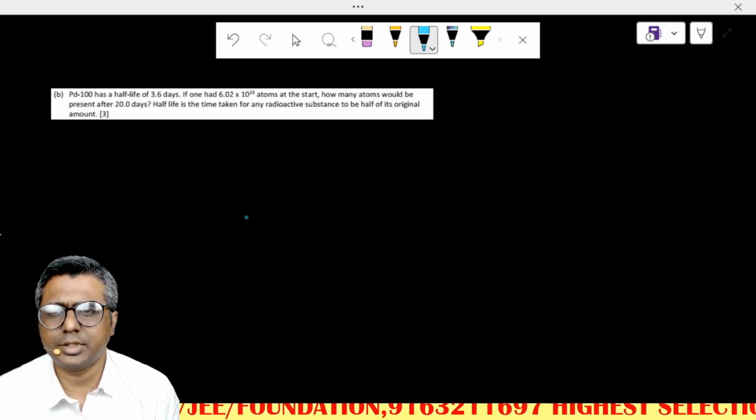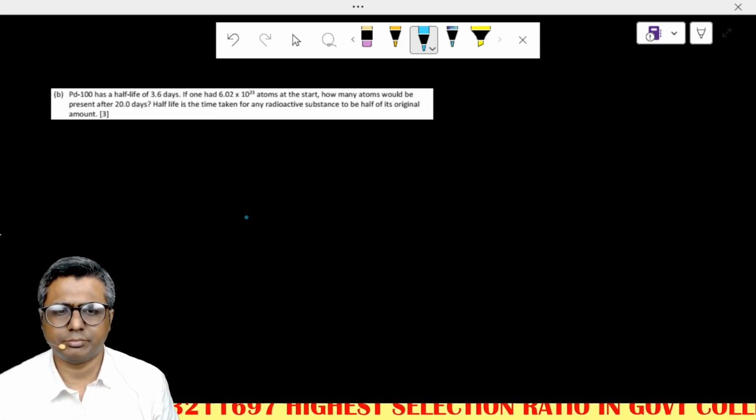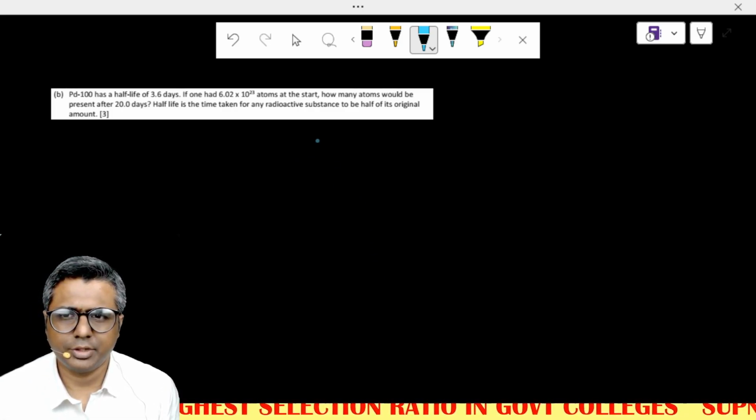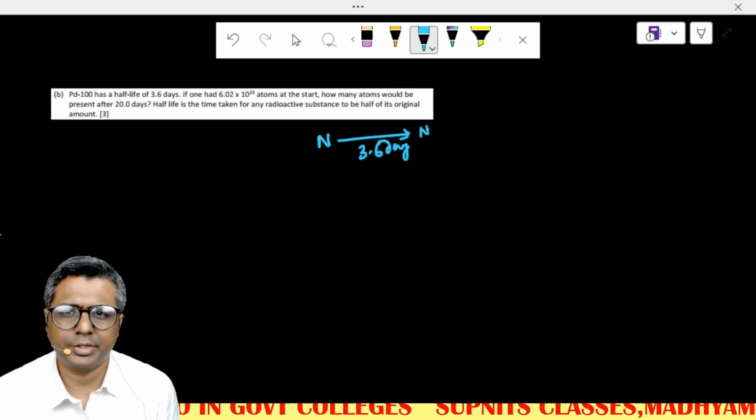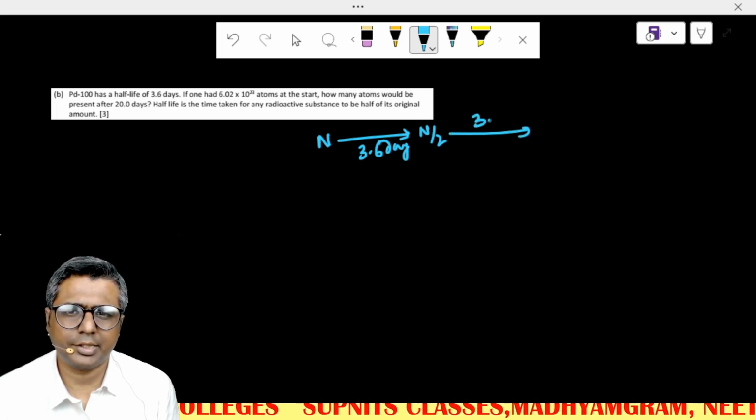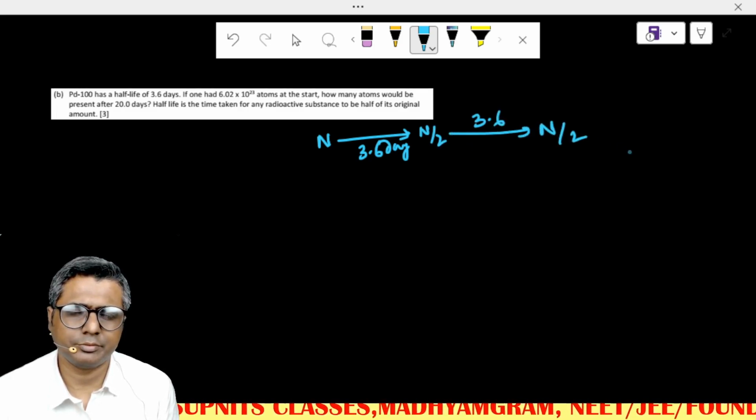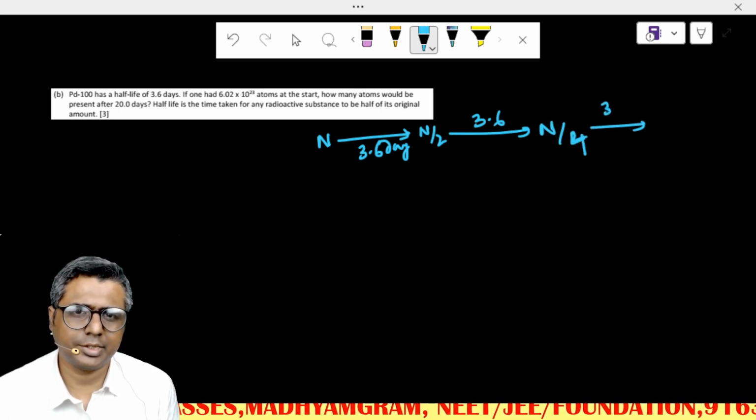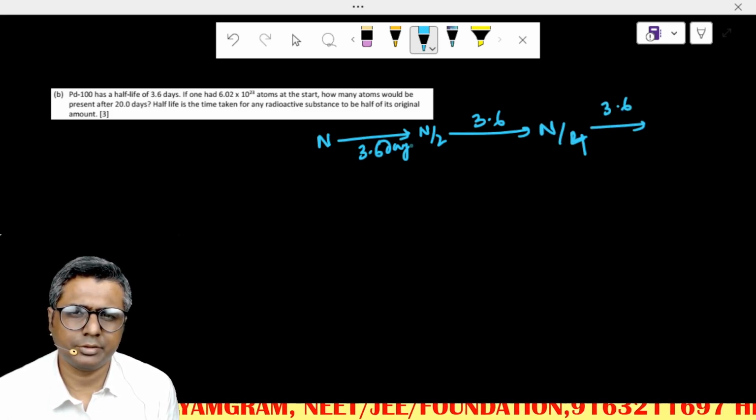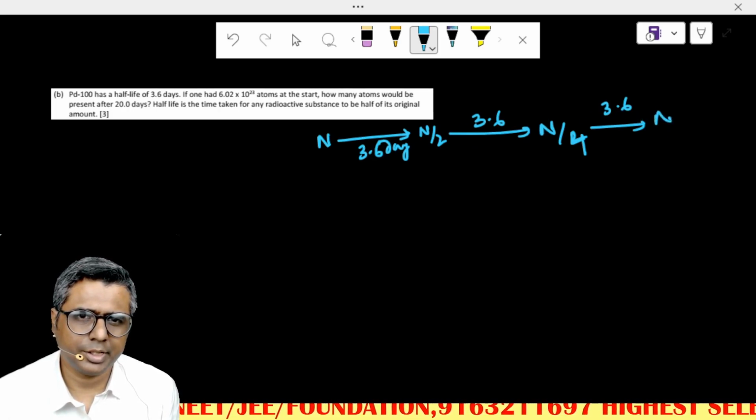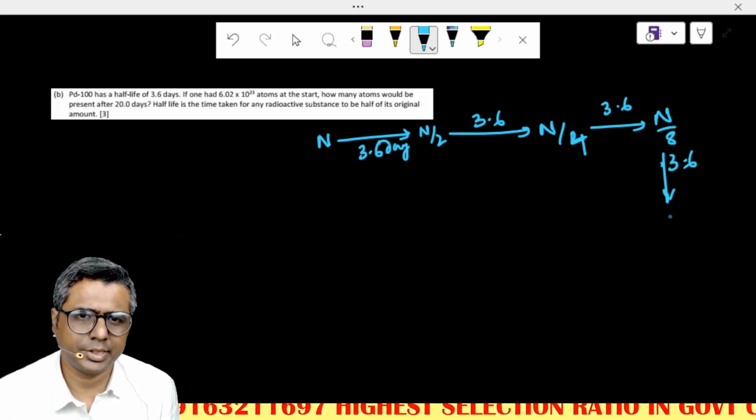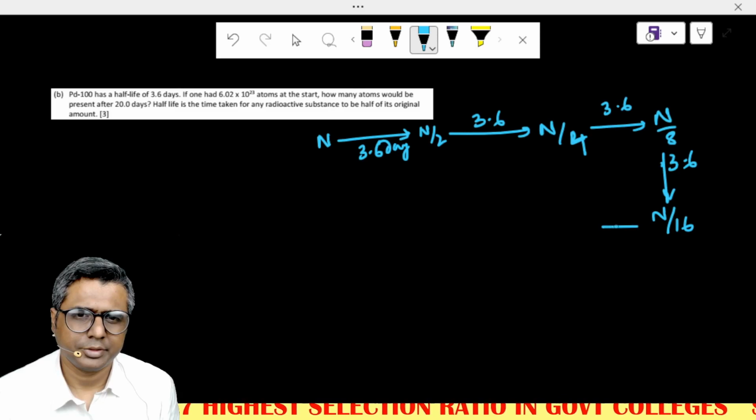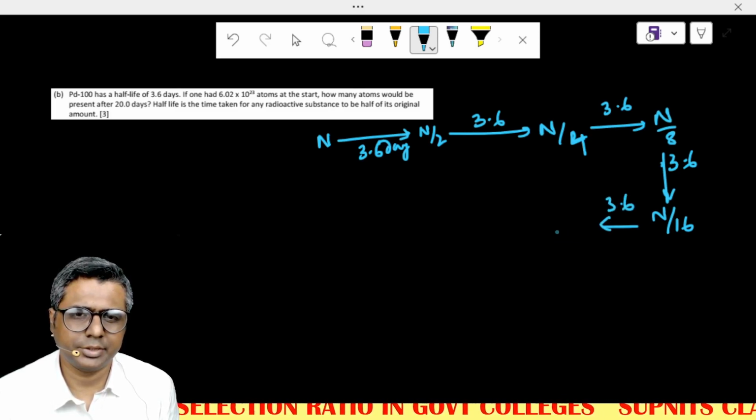So if there are 6 into 10 to the power 23 atoms, how many atoms would be present after 20 days? It's not a very tough question. If there are n atoms, after 3.6 days it will be n by 2. After another 3.6 days it will be n by 4. After another 3.6 days, n by 8. Next, another 3.6 days, it will be n by 16. Another 3.6 days, n by 32.